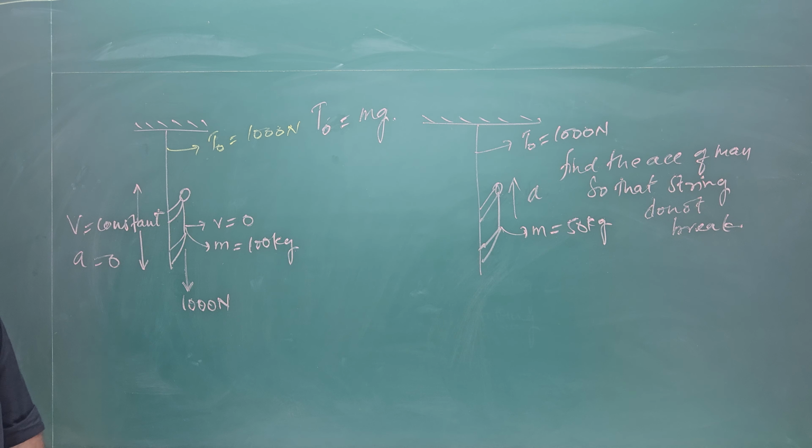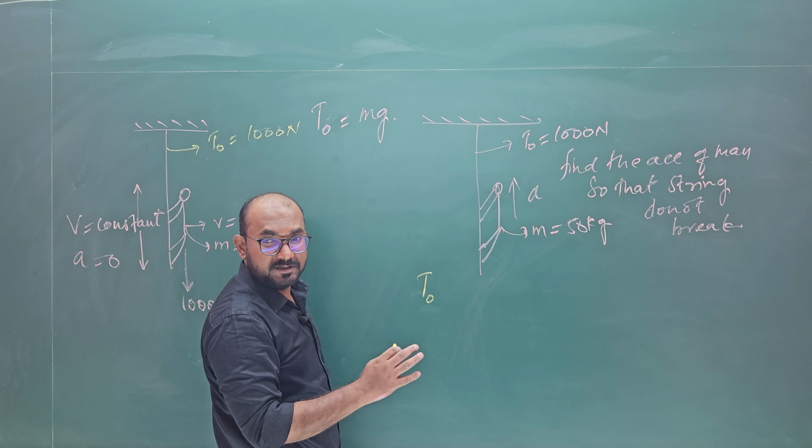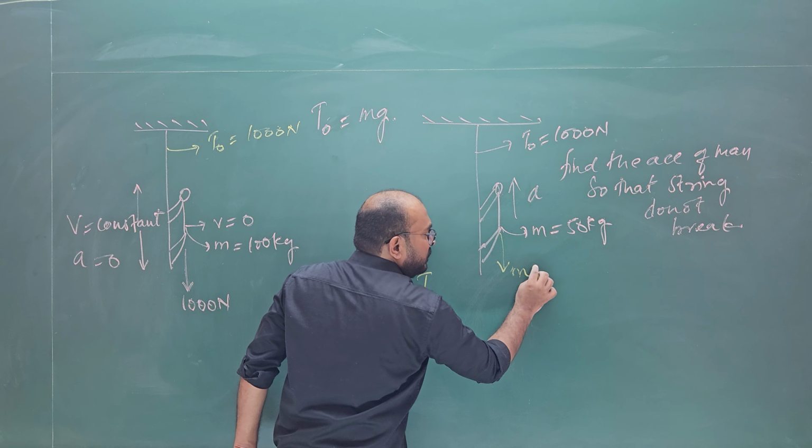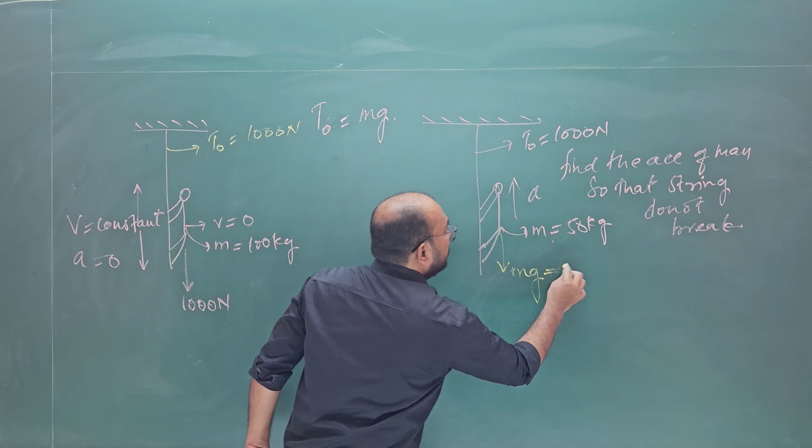What is the mass of this man? 50 kg. Yes or no? Maximum tension of a string is the breaking strength, 1000 Newton. First tell me, he is moving in the upward direction. That means, if I want to write the equation for this, T naught is the maximum tension, so we are calculating for the maximum tension itself. So who is greater over here, T or mg? mg is 500 Newton.